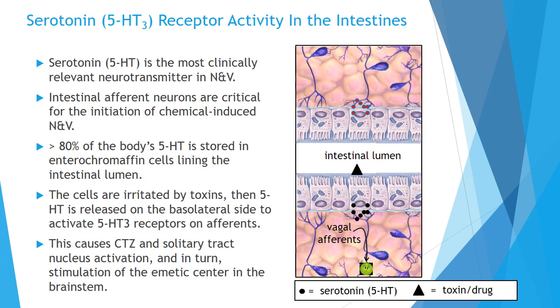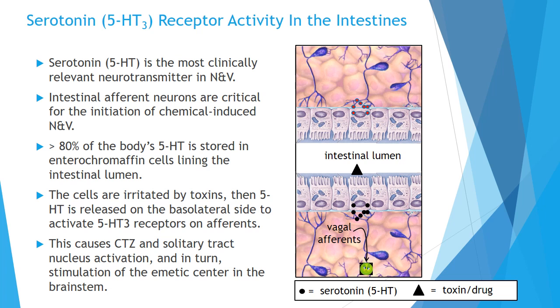Okay, this slide is just to emphasize the importance of serotonin in nausea and vomiting. And I want to clarify, because this has happened before, the serotonin is 5-HT. The serotonin receptor is going to have the subscript, that's 5-HT3. Again, serotonin is probably one of the most important neurotransmitters. It's definitely one of the, if not the most important neurotransmitter in nausea and vomiting.